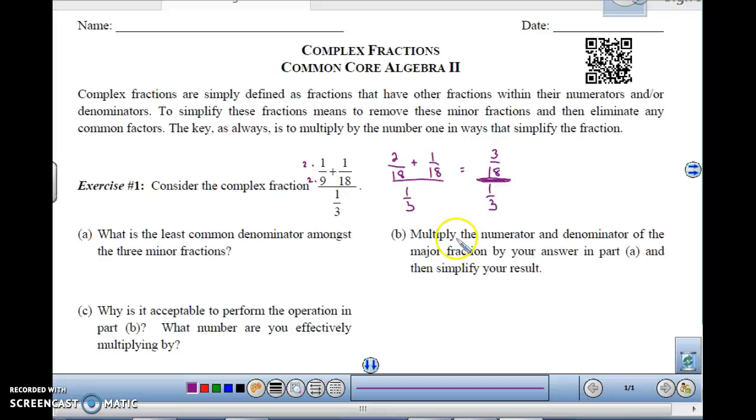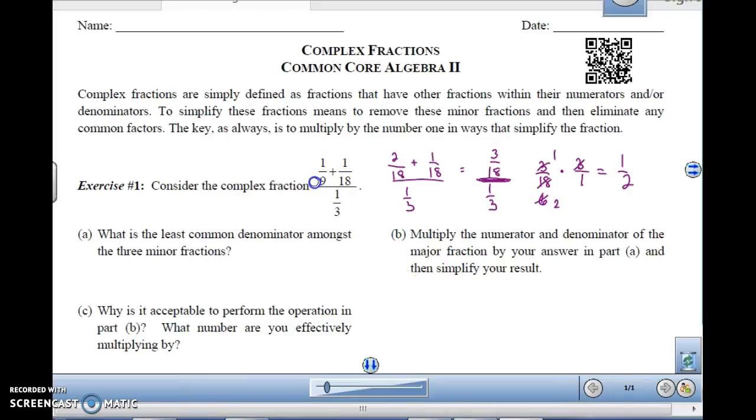Well, division means multiply by the reciprocal. So this is going to be 3/18 times the reciprocal of 1/3, which is 3 over 1. And then you cancel here. This gives you 6. And then 3 cancels the 6, giving you 2. And that gives you 1/2. Okay, now that's kind of a long process, especially when you are trying to work with polynomials. So there is another way to do this.